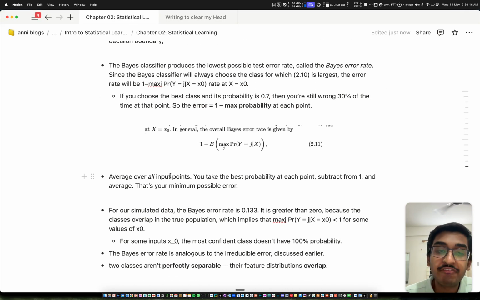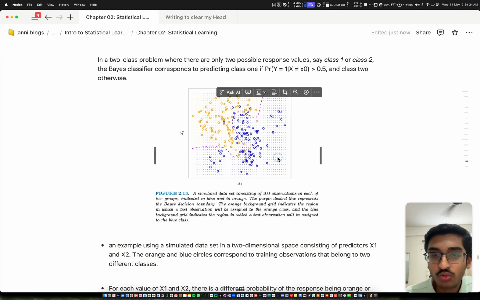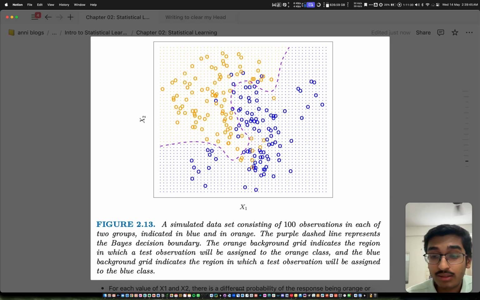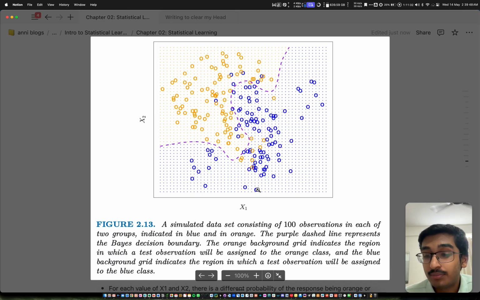So you essentially take the average over all input points, and you take the best probability at each point. Let's say this is 60%, this is 70%, 80%, this is 90%, and this is like 99.99% because it's so far away from the boundary. So this percent should be higher, and you obviously get a very low error for this, because it's a 99% probability that it's going to be blue. You predicted blue, and your error is going to be like 0.1%.